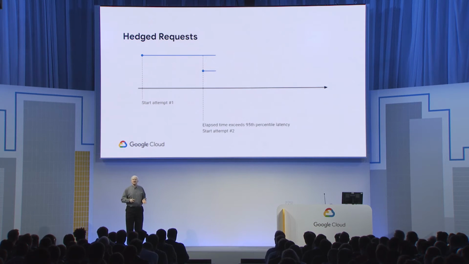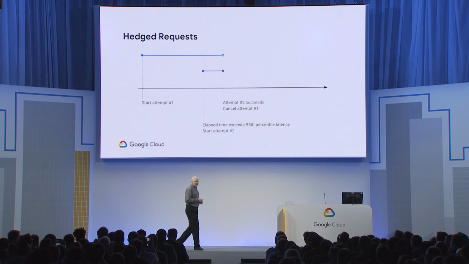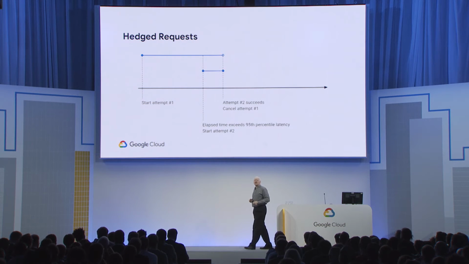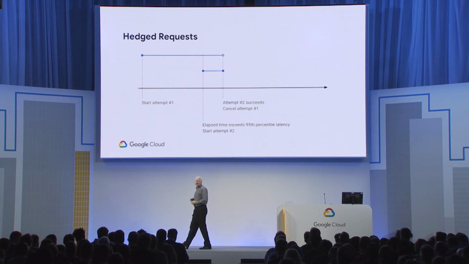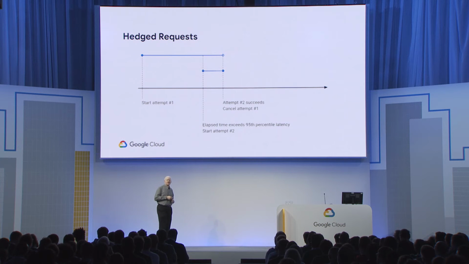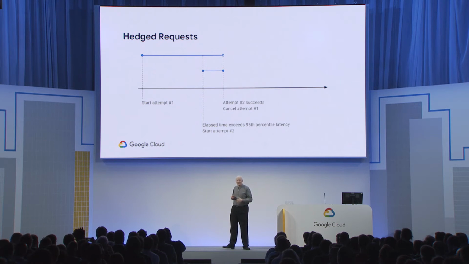So here's how this works. You start attempt number 1, and if the elapsed time has exceeded the 95th percentile, then you'll initiate a second request. So roughly 5% of the time, you might actually retry. Now, there's a couple of different scenarios. In the case that that first request is simply taking a long time, attempt 2 will succeed, in which case you can go and cancel request number 1. In this case, your performance will be faster than if you'd waited for request 1 to complete or fail. So you get the higher throughput.